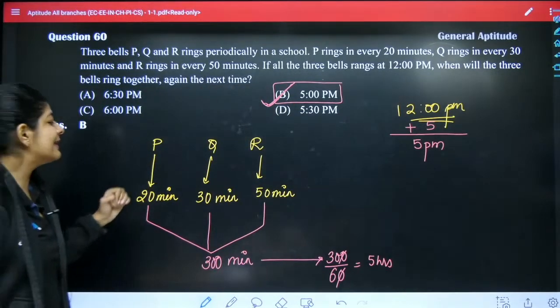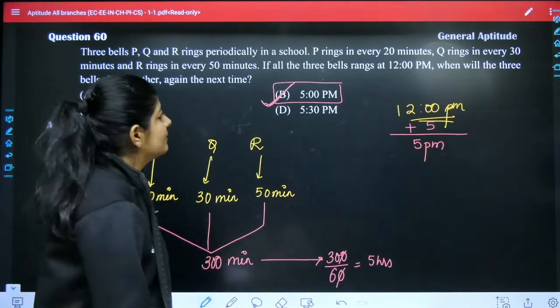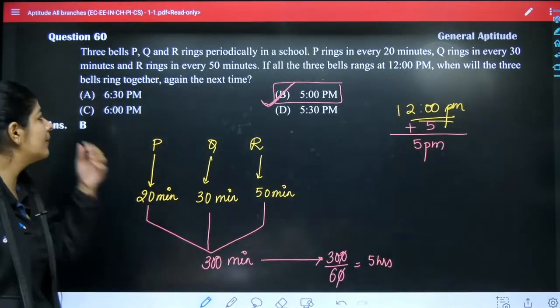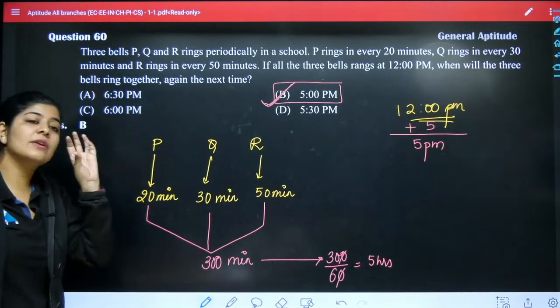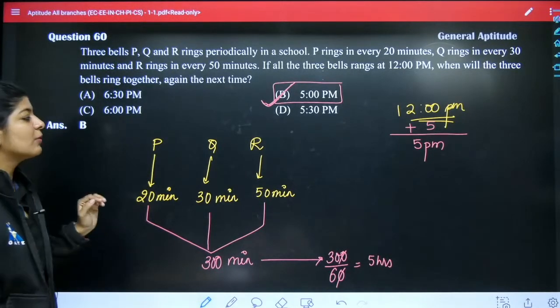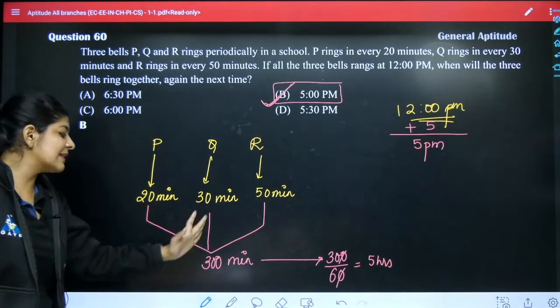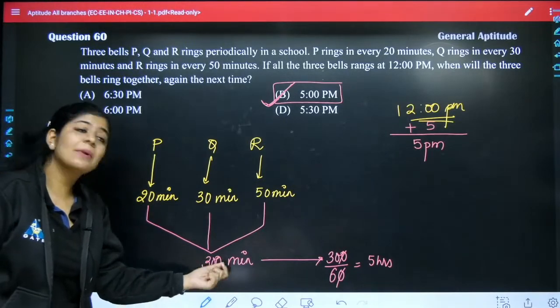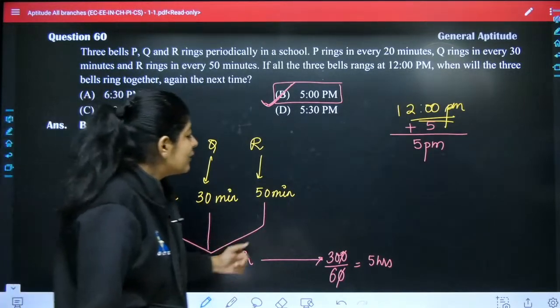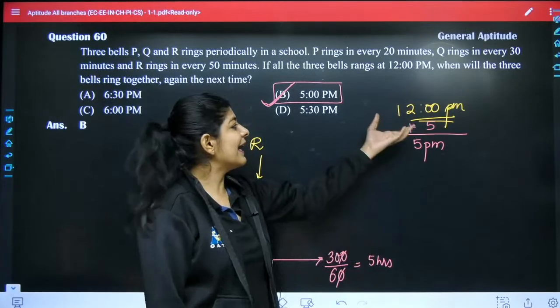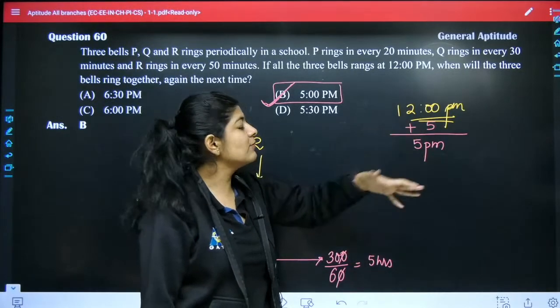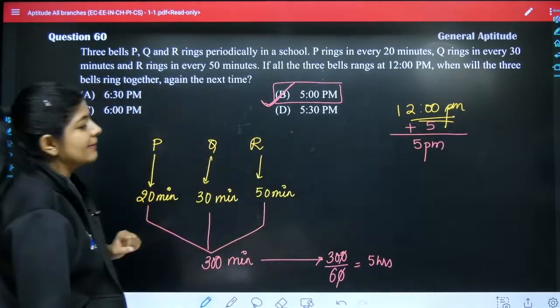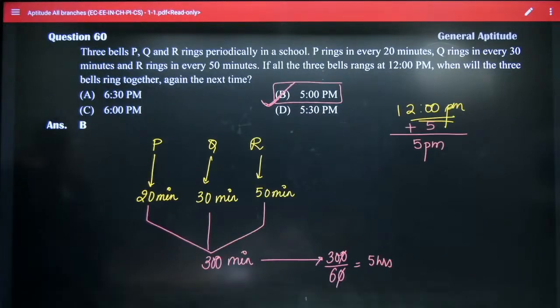Here we need to apply the concept of LCM. This is a very simple question from number system and we only need to apply the concept of LCM. We get the LCM in minutes, but we need to convert it into hours so that we can add those hours to 12 PM to get the correct time, right? Okay, now let's move to the next question.